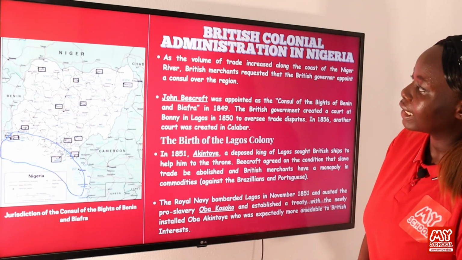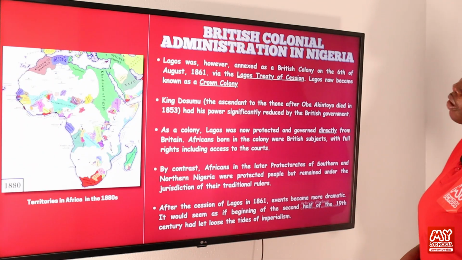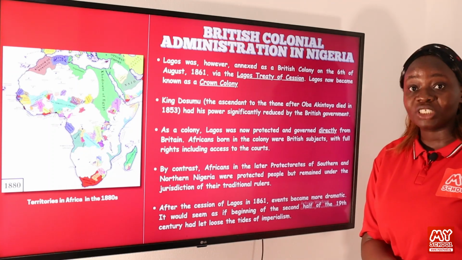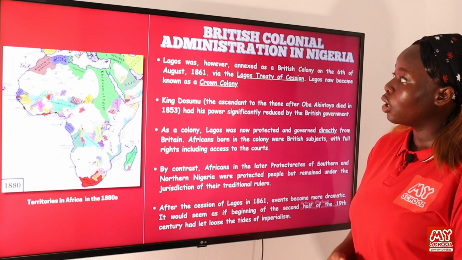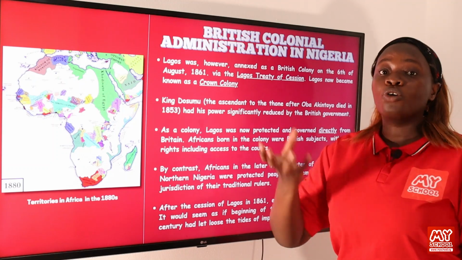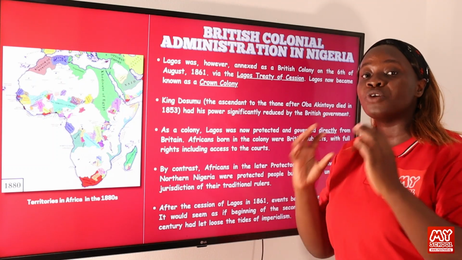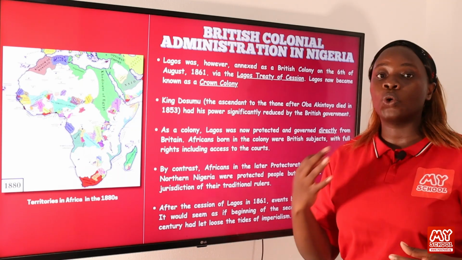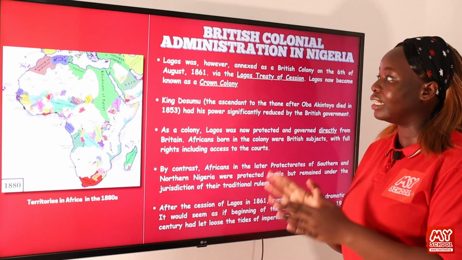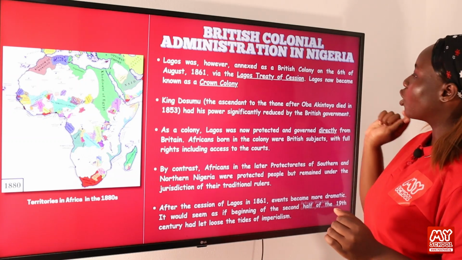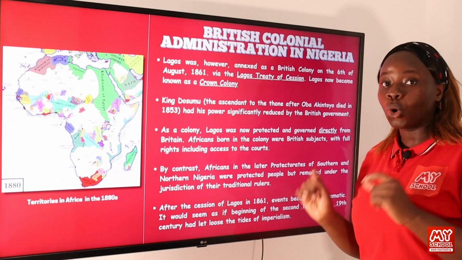Now let's move on to the next slide. Alright, Lagos was however annexed as a British colony on the 6th of August 1861. Okay? What it means for a colony to be annexed, that means it has been won over by the British people and now it is fully part of the British Empire. That's what it means. So Lagos was now a colony under the British Empire, and then this was done via the Lagos Treaty of Cession. Lagos now became known as a crown colony.